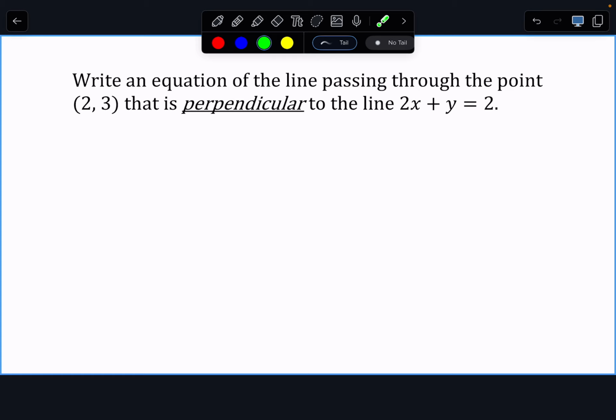Y equals negative 2x plus 2. Is that it? That's it, right? We can make it perpendicular. You can make it perpendicular. Oh, yeah, because you can plug in the points.